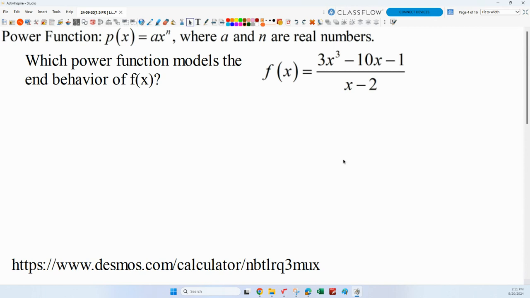3x cubed. Would it be over x times 2? Well, we only have to look at the ratio of the leading terms, right? Because as x approaches infinity, the only terms that matter are those two. The rest of it just goes away. So I'll just simplify that. The power function would be equal to 3x cubed over x, which is what? What does that simplify to? 3x squared. Let's check it. See if she's right.